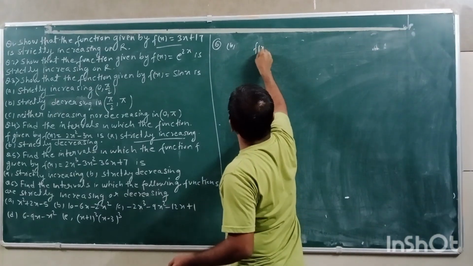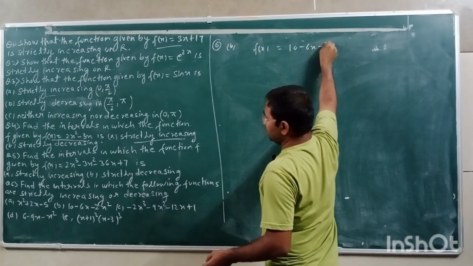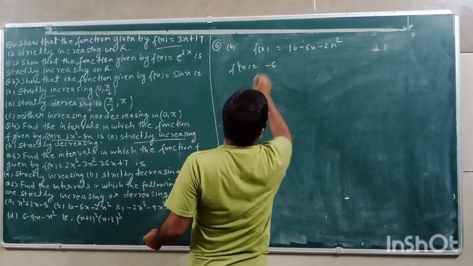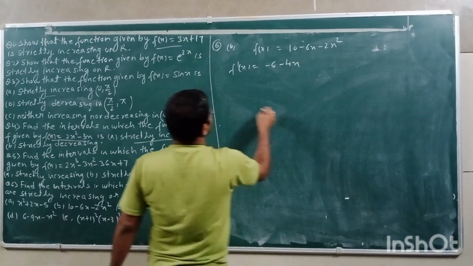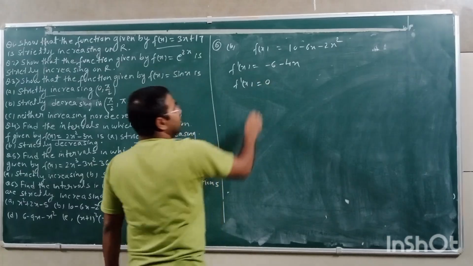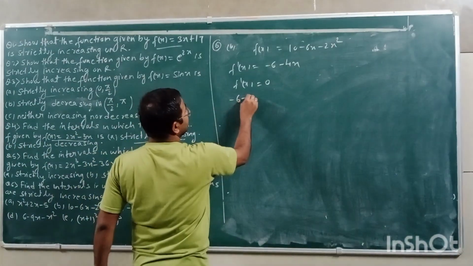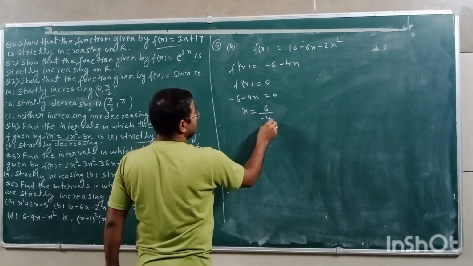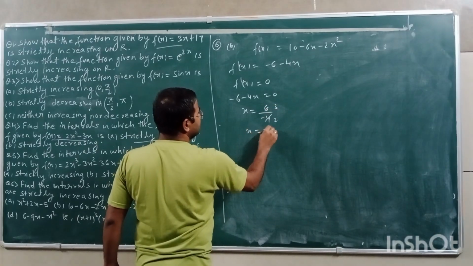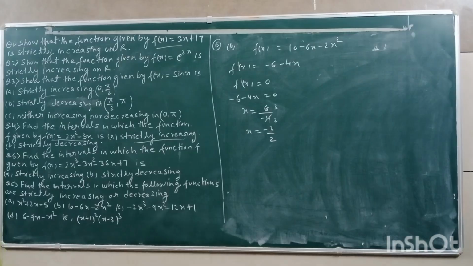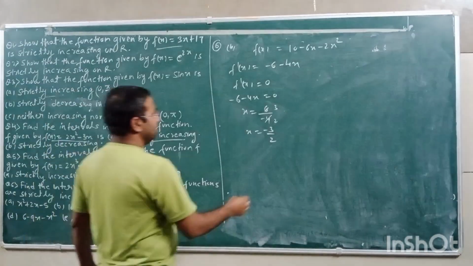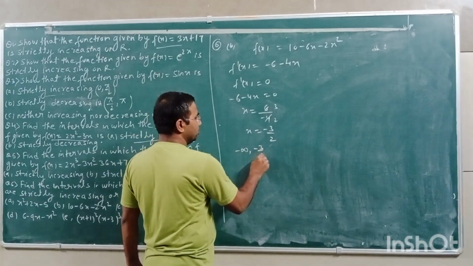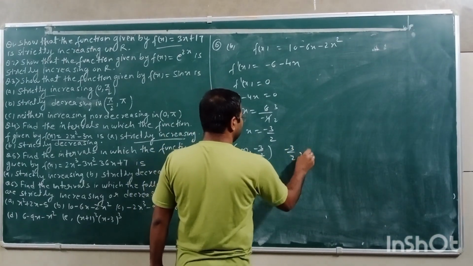B is what? fx is equal to 10 minus 6x minus 2x square. Then f dash x will be minus 6 minus 4x. Then for finding the interval we have to put f dash x is equal to 0. Then minus 6 minus 4x is equal to 0. Then x will be 6 upon minus 4, it means x is equal to minus 3 upon 2 will come. So see here, we are getting minus 3 upon 2. Then two intervals will arise. First one, minus infinity to minus 3 upon 2. Second one, minus 3 upon 2 to infinity.